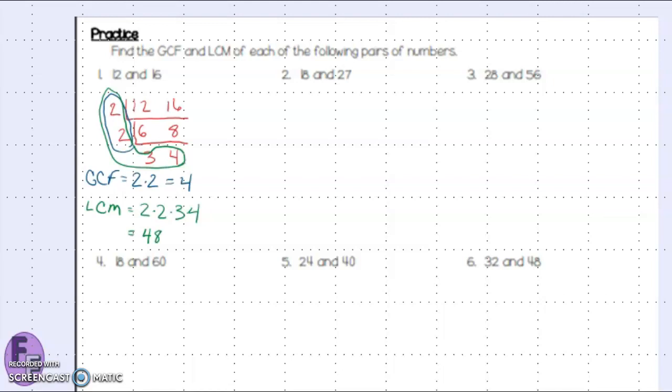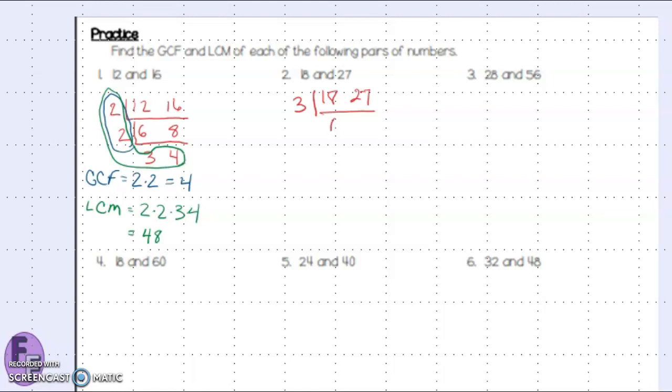We'll repeat the same process with 18 and 27. Write your two numbers down. Make your division bar. Since 18 and 27 are not both even, I cannot divide by 2. But both are divisible by 3. So I'm going to divide both of these numbers by 3, and the answer is written below it.